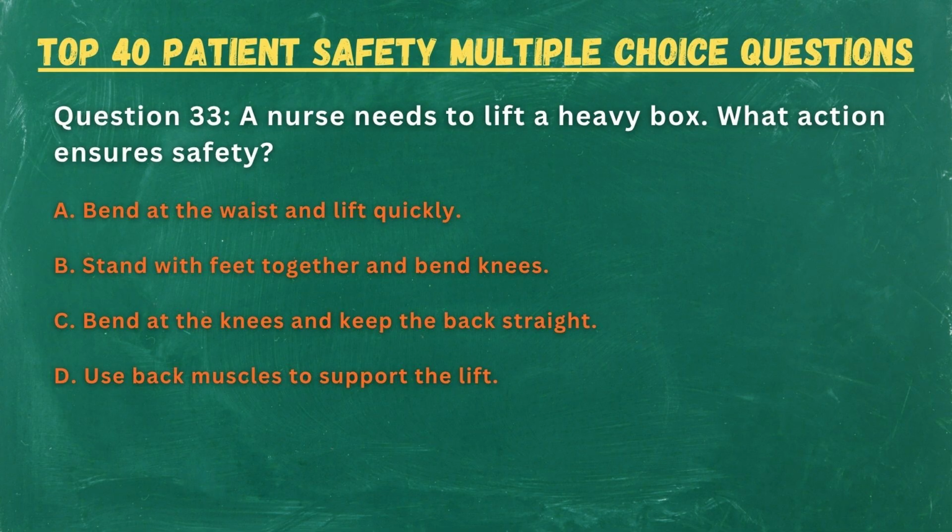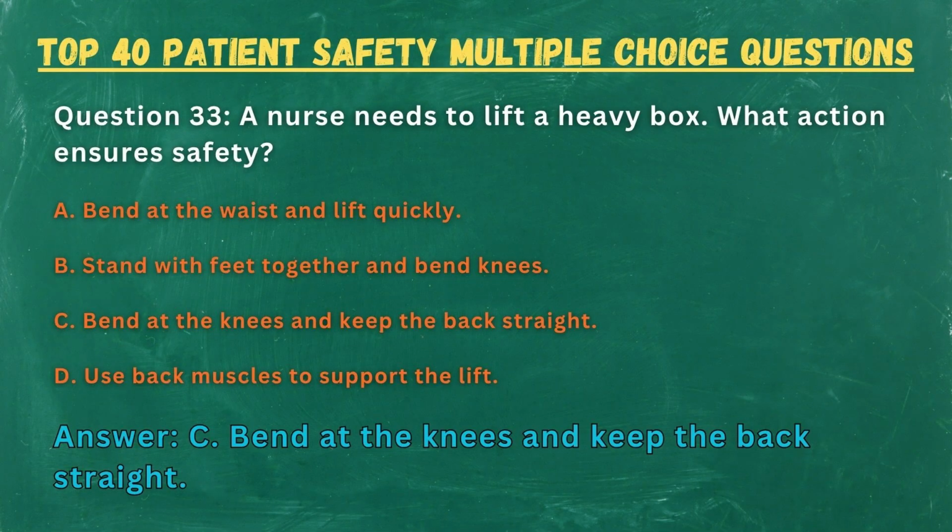Question 33. A nurse needs to lift a heavy box. What action ensures safety? A. Bend at the waist and lift quickly. B. Stand with feet together and bend knees. C. Bend at the knees and keep the back straight. D. Use back muscles to support the lift. Answer: C. Bend at the knees and keep the back straight.